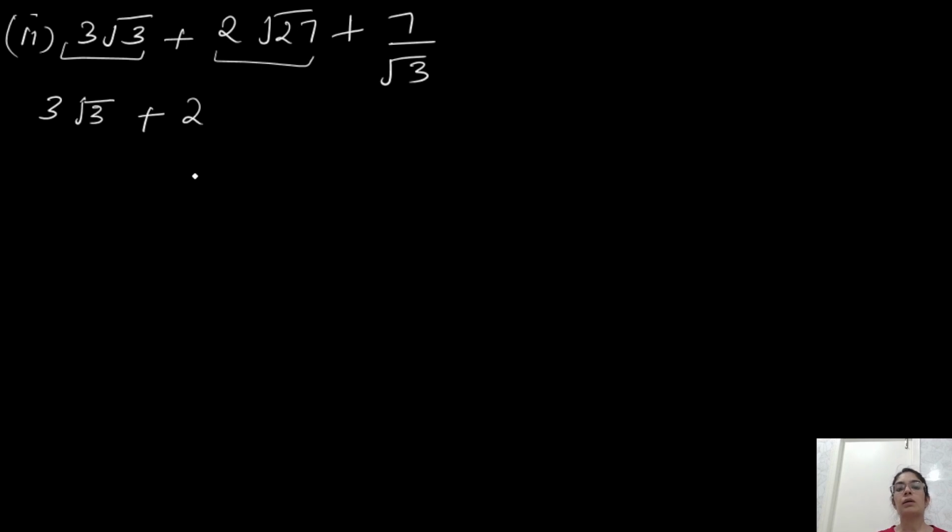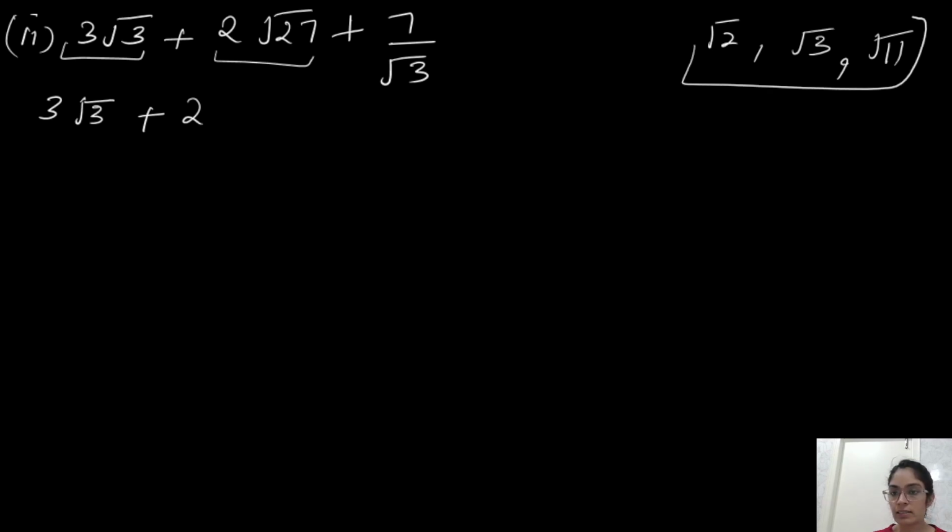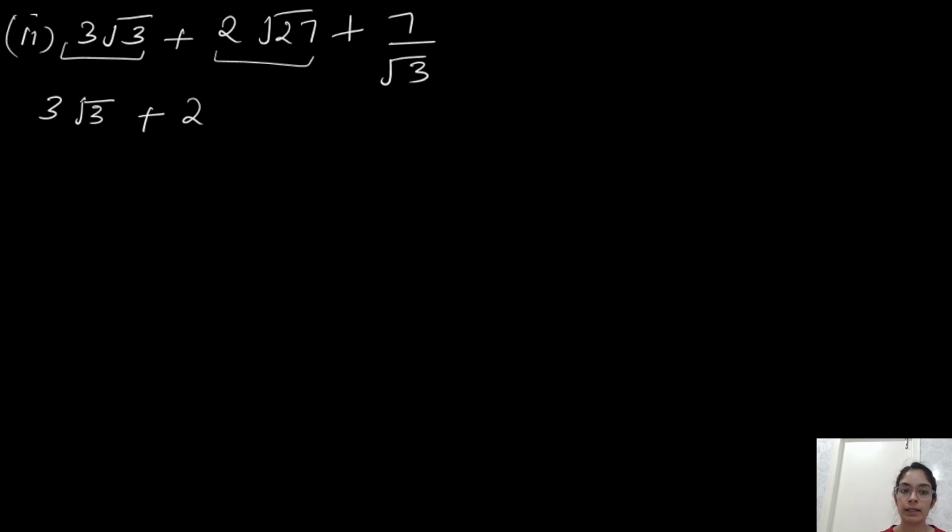Sometimes we don't have to simplify, if the numbers are like square root of 2, square root of 3, square root of 11, because their prime factorization is not possible as these numbers are prime numbers. But here we have root 27. In the previous question we had root 20. These types of numbers we can simplify with the help of their prime factorization. So 27's prime factorization we can write as 3 into 3 into 3, plus 7 by root 3.